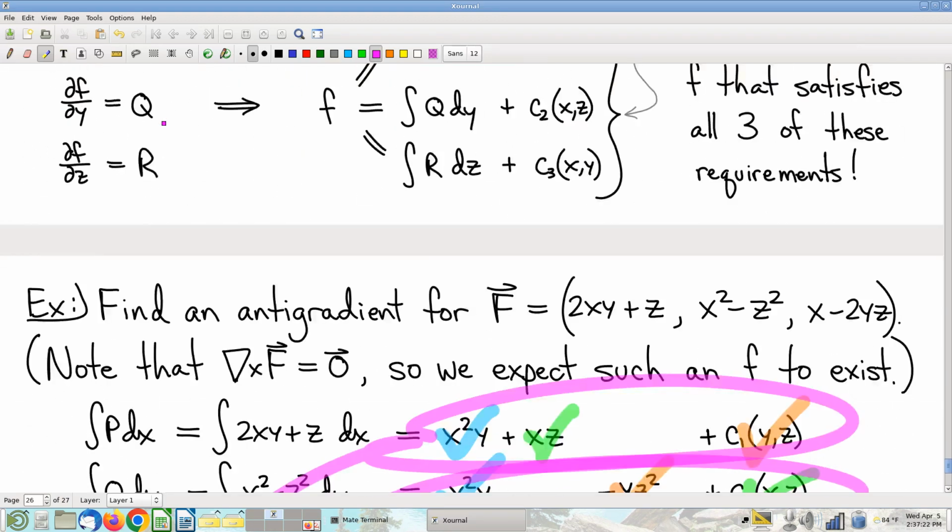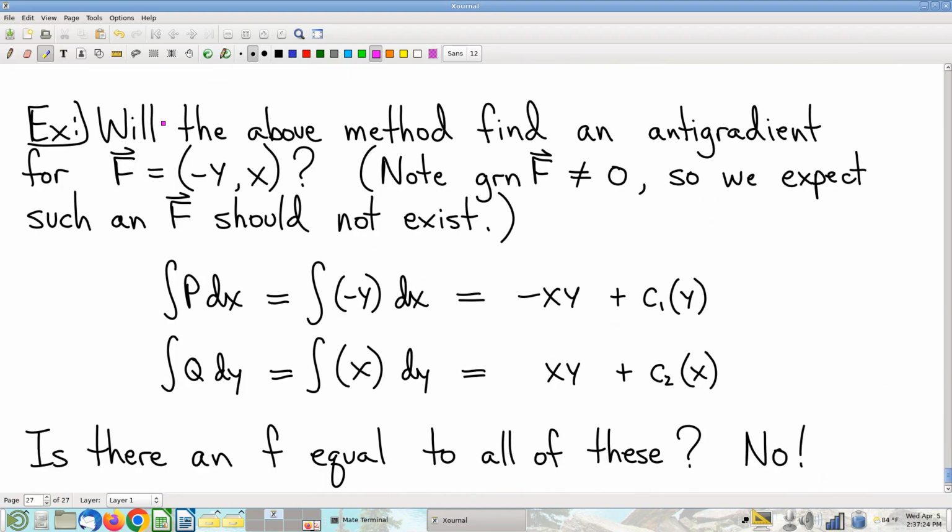All right. Take a look at this example here. It's not a big deal. It's easy to read. I'm going to call us done with section 6.3.